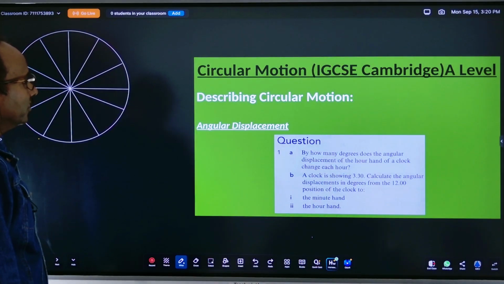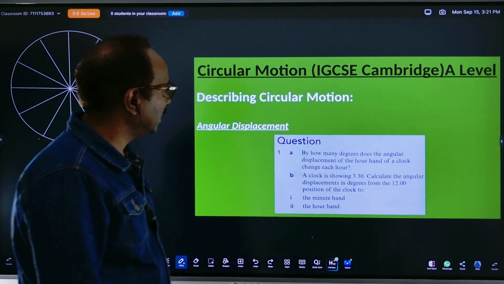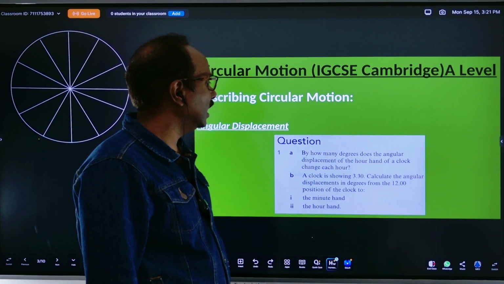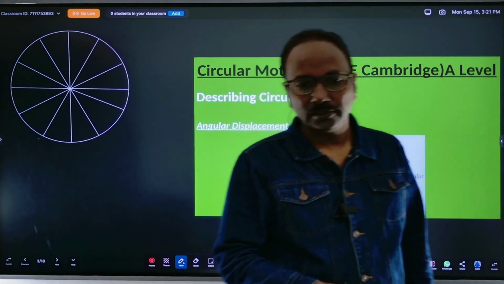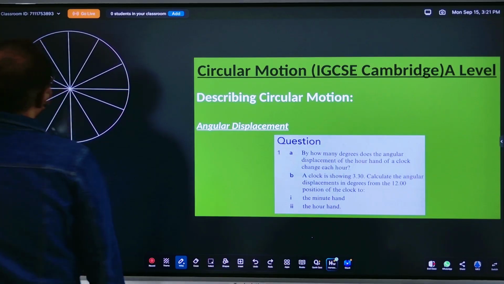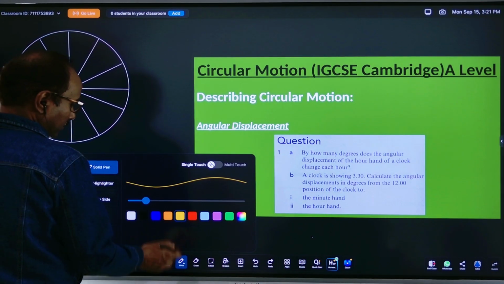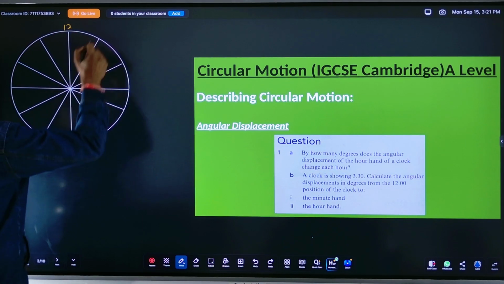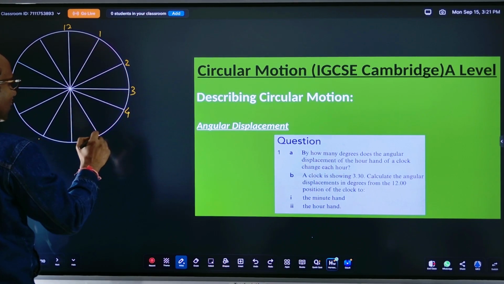There is one question, we will discuss on it. By how many degrees does the angular displacement of the hour hand of a clock change each hour? So you are aware that the clock is divided into 12 parts in 12 hours. This position is 12 o'clock position, this is 1 o'clock, 2 o'clock, 3 o'clock, 4 o'clock, and so on.